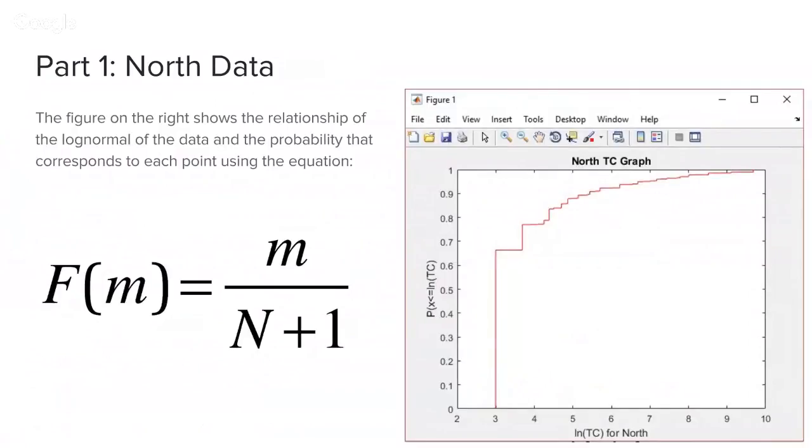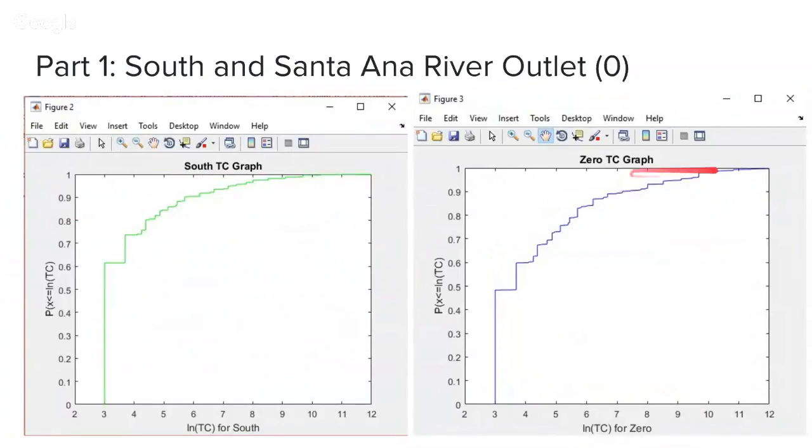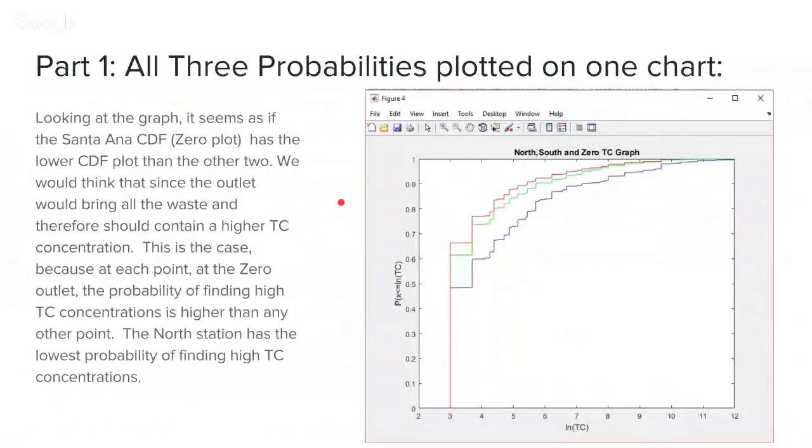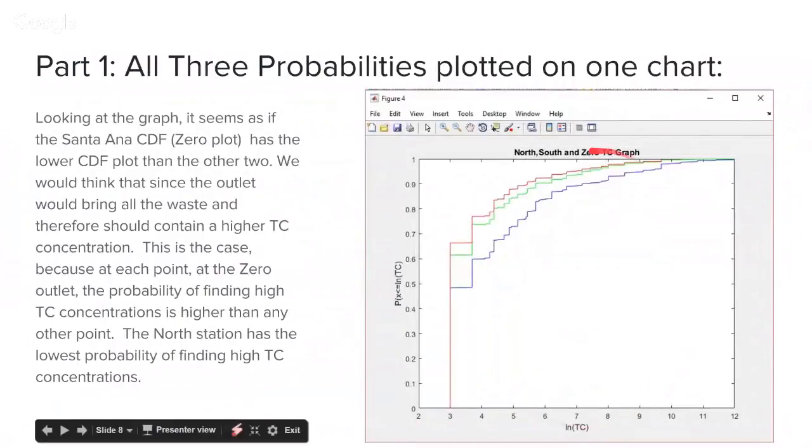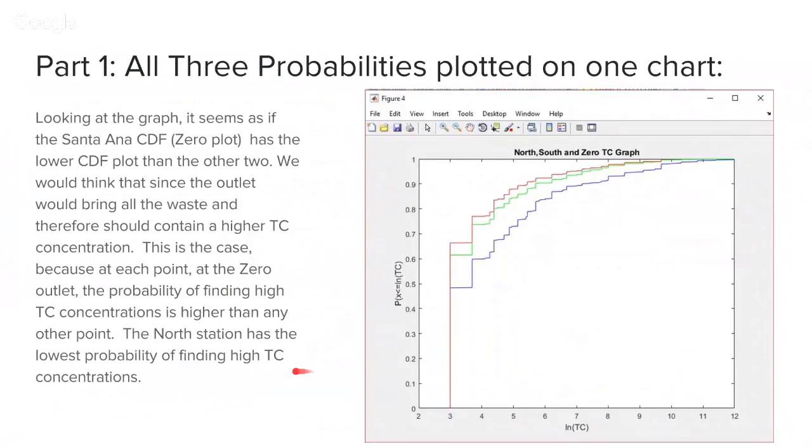So first off, making the CDFs for each station. We did the log normal CDFs just to make our data look a little bit prettier. Basically that's just finding the concentration of TC and how many times that occurs relative to the total number of data points that we have. As you can see, this is our north graph from station CDF. Here's the south, and here's the 0 station CDF. We wanted to plot all of them together so that we can make a comparison and a statement about what this means for the concentration in particular areas.